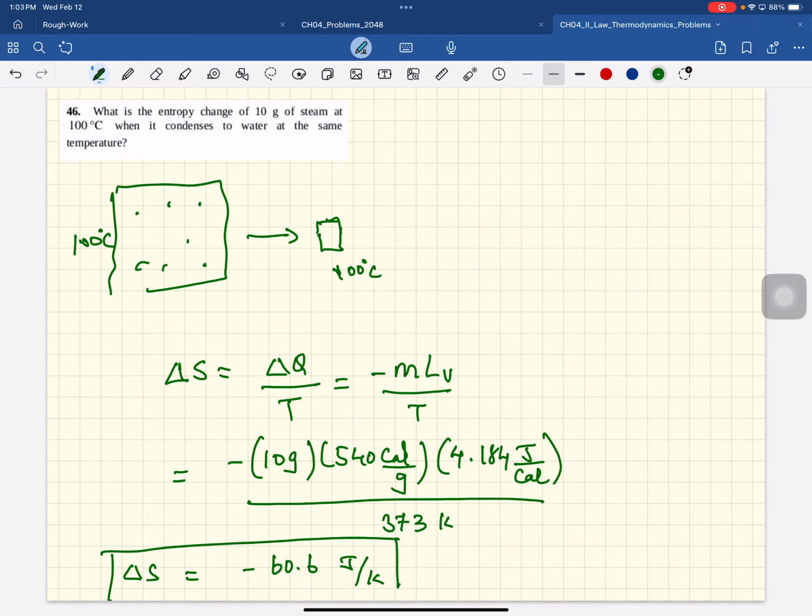Okay, so the change in entropy was negative 60.6 joules per Kelvin. So by the same token, if you boiled 10 grams of water to steam at 100 degrees Celsius, that would be the increase in entropy. If you went this way, the system entropy would increase by that much.